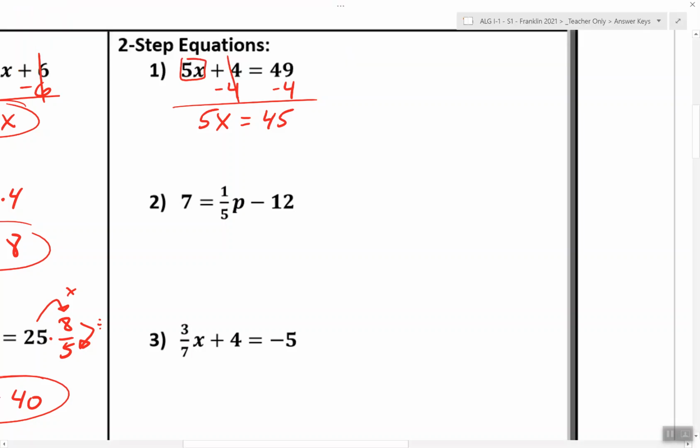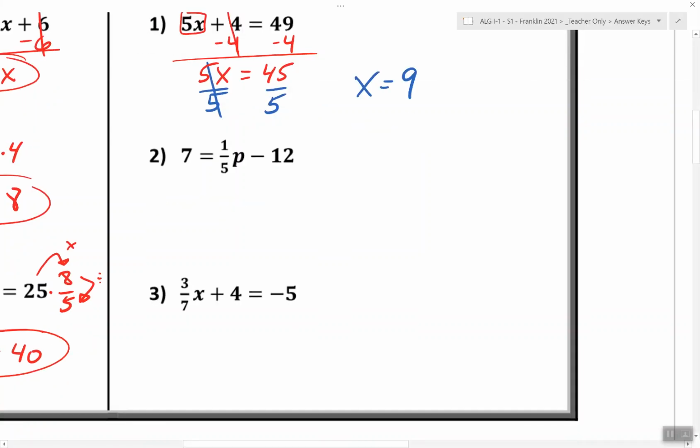So our final step here is to divide by 5, since x is being multiplied by 5. And x will equal 9. 45 divided by 5 is 9. And like I said before, you can always plug that in for the variable. If you plug in 9 right here, 9 times 5 is 45, plus 4 is 49. So we know our answer is correct.